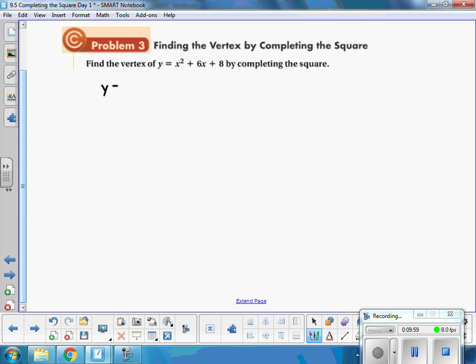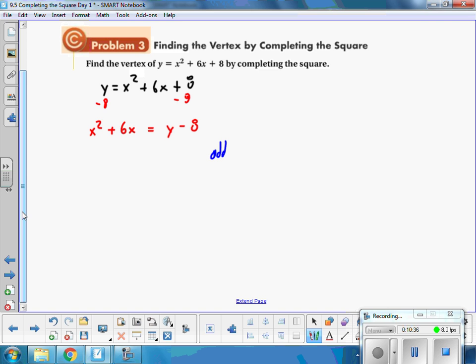Y equals x squared plus 6x plus 8. And remember, I'm going to subtract 8 from both sides because I want to get to that perfect square. So I end up with x squared plus 6x equals y minus 8. I just flip-flopped the two. I'm just going to keep going here.